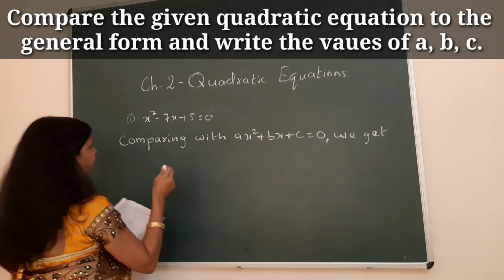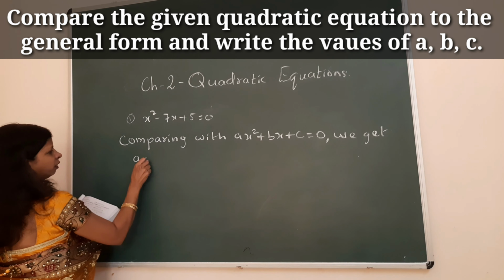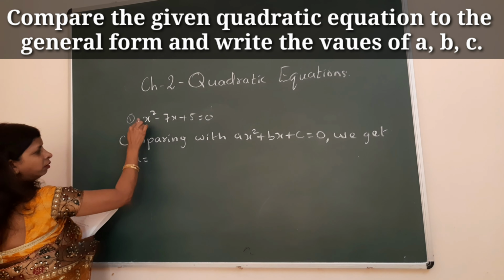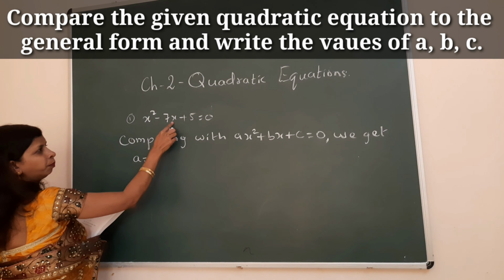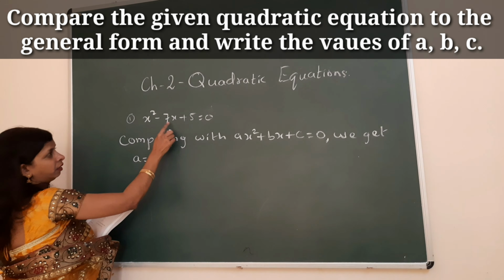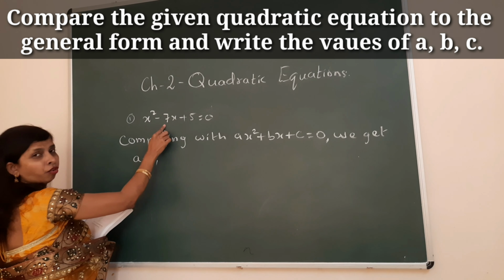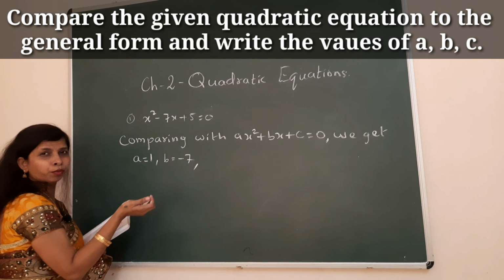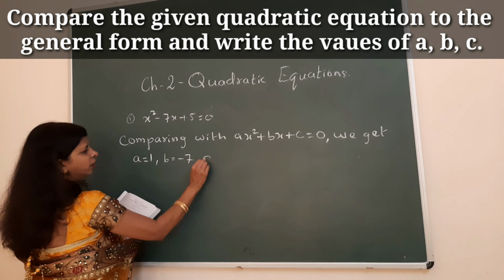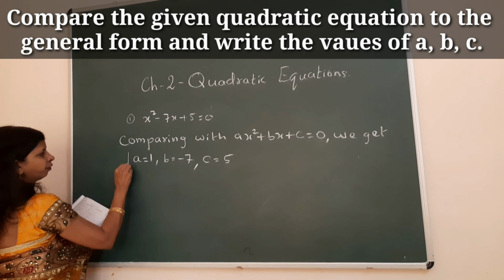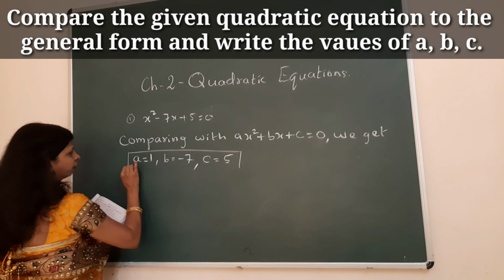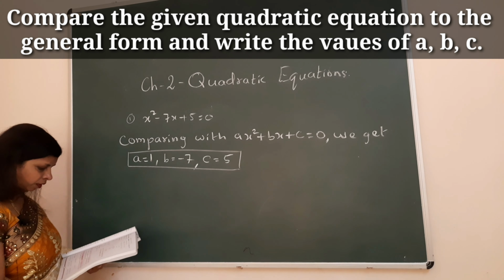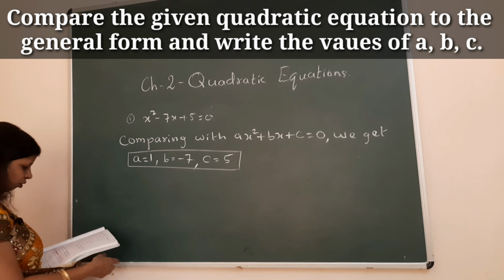We get, now what is your a? A is the coefficient with x square, that is 1. What is b? The coefficient with x, that is minus 7. Take along with the sign, that is b equal to minus 7. What about your c? This constant term, c is equal to 5. That's it.